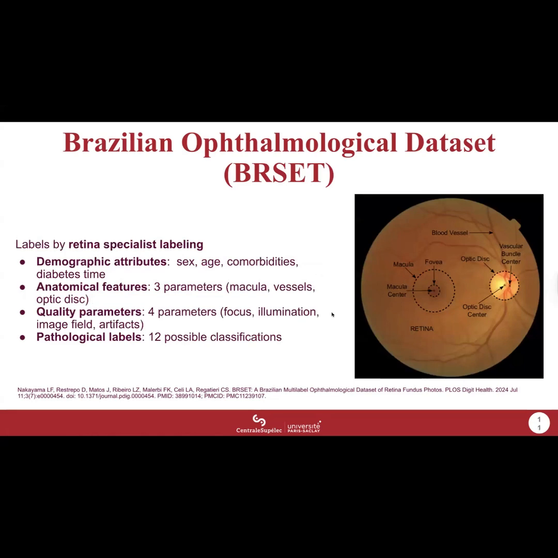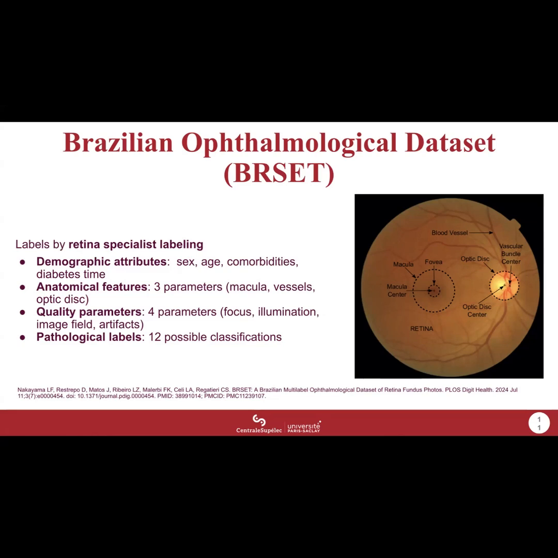Just to tell you some things about this Brazilian data set, BRSET. It was created by retina specialist labeling. We have demographic features, in the case of BRSET: sex, age, comorbidities, diabetes time. We also have anatomical features: macula, vessels, optic disc.